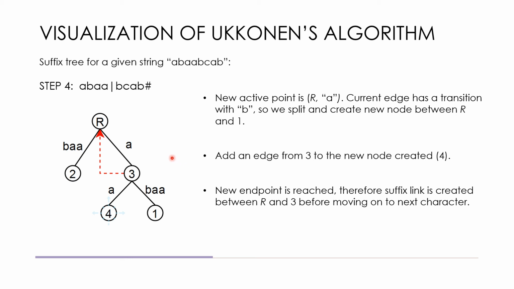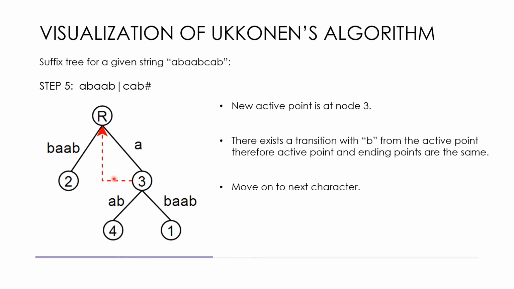On step number 5, we are now looking at the character b, and we see that the current active point is located at node 3, and there already is a transition with the character b from the active point, which means that the active point and the endpoint are the same, and when this happens, there's nothing else left to do. We simply move on to the next character.